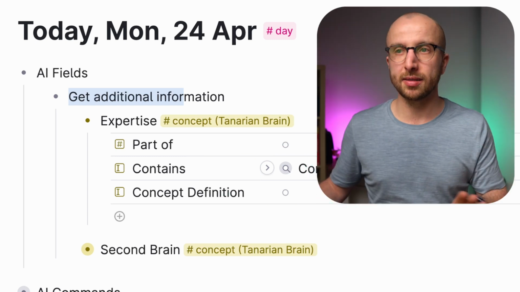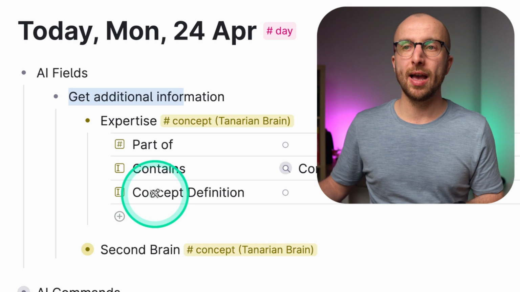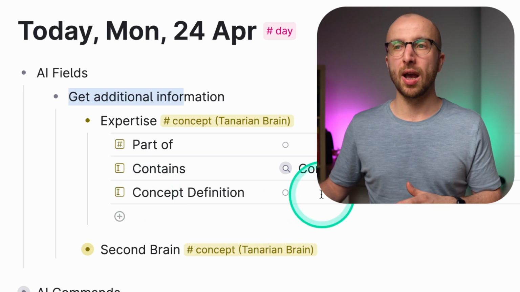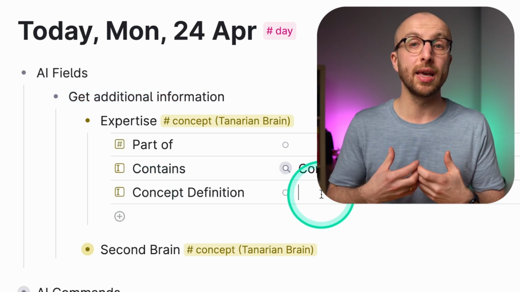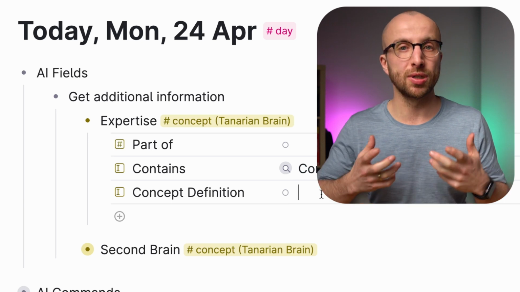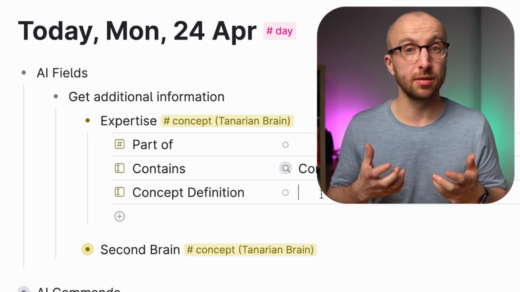All of that is explained in Tanarian Brain, but they also have a concept definition where I can write down what I understand expertise means, or what a second brain is. But with OpenAI and the AI fields that we can now use in Tana, we can have ChatGPT write a definition of that concept. Let me show you how that works.